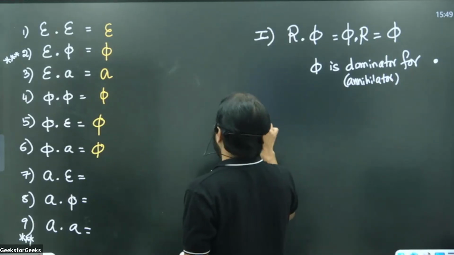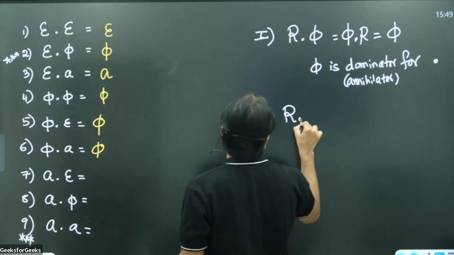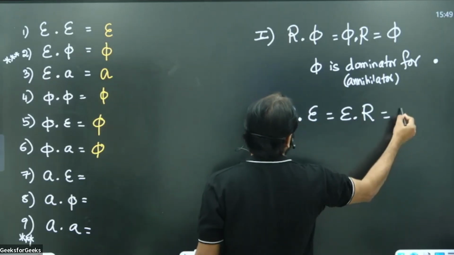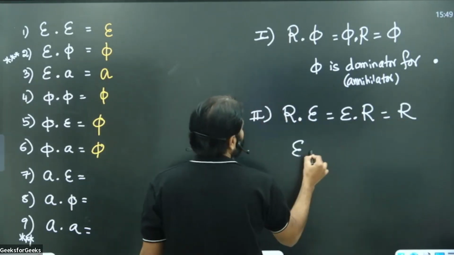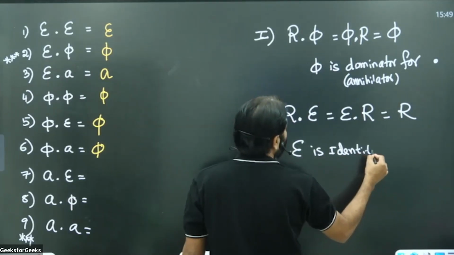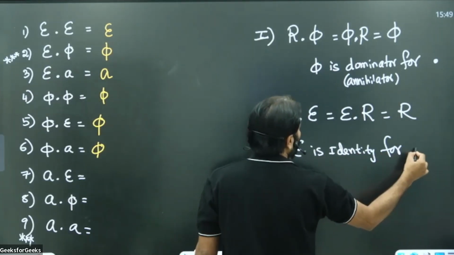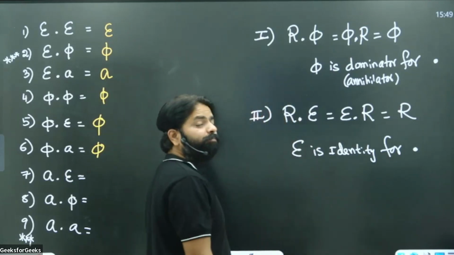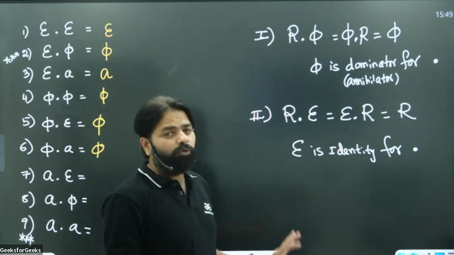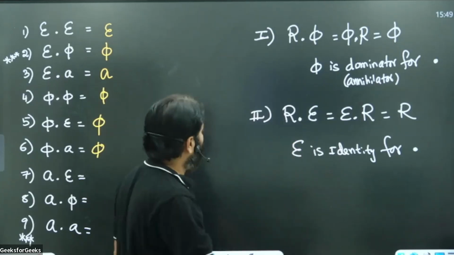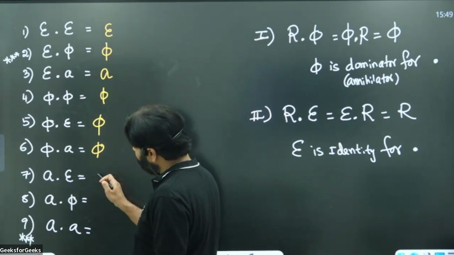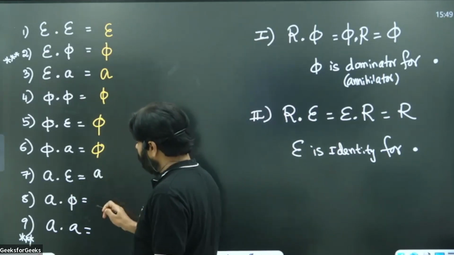Second point, if you look carefully, observe anything dot epsilon, epsilon dot whatever you take, you will get the answer r only. Why? Because epsilon is identity for whom? For the dot operator. For plus, phi is identity. For dot, epsilon is identity. Phi and epsilon both are identity for different operators. Okay, a dot epsilon is a only.